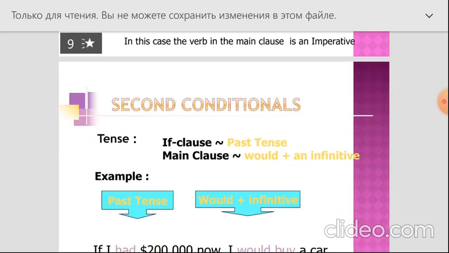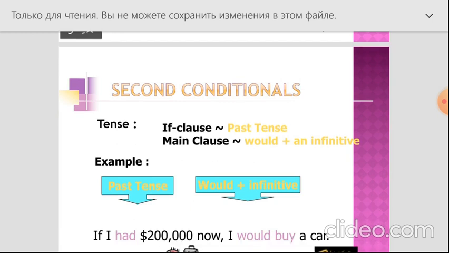Next one is the second conditionals. Second conditional sentences are useful for expressing outcomes that are completely unrealistic or will not likely happen in the future. The if clause of the second conditionals is in the past tense. Main clause: would plus an infinitive.